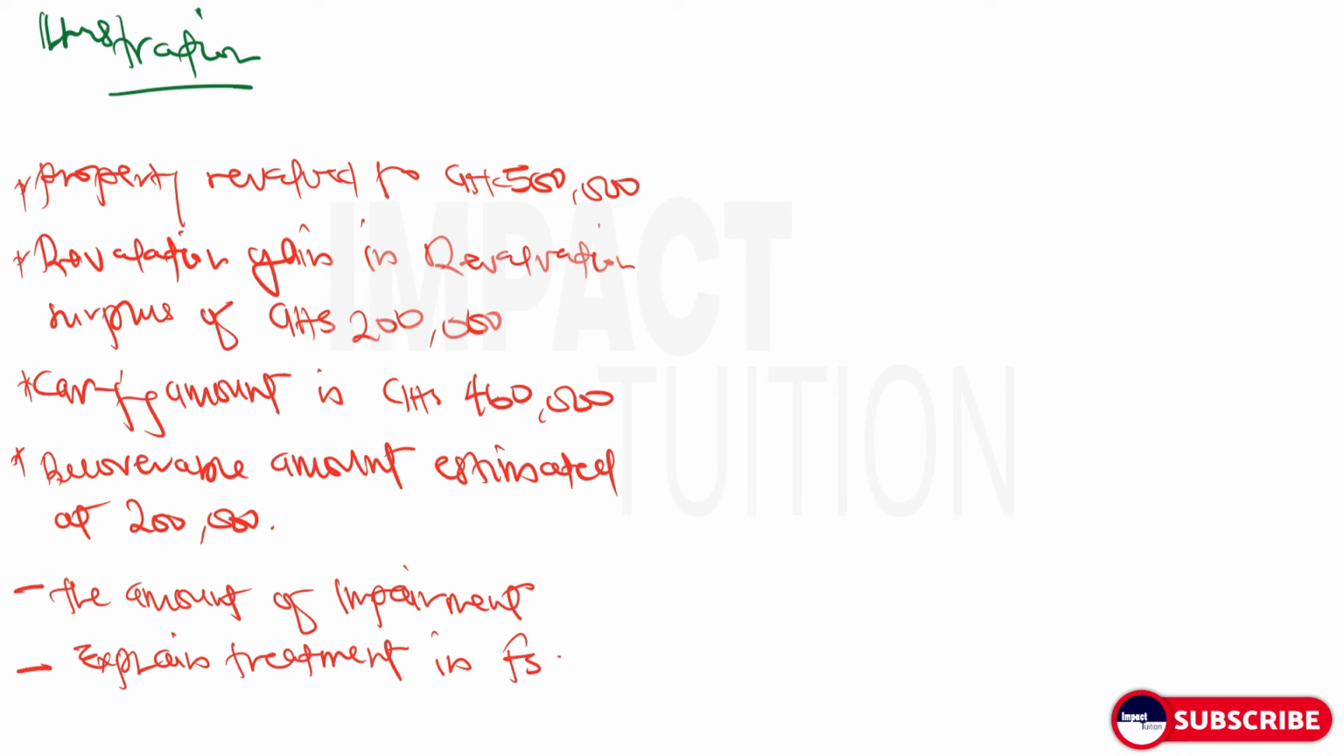The property was revalued to 500,000, leading to a revaluation gain which was recognized as other comprehensive income in revaluation surplus of 200,000. The carrying amount of the asset at the end of the year is 460,000, and the recoverable amount estimate is 200,000. We are required to calculate the amount of impairment and then explain the treatment in the financial statements. All right.